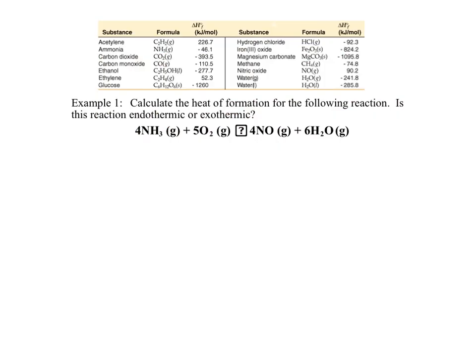So let's look at our first one. Calculate the heat of formation for the following reaction. We have to determine whether it's endothermic or exothermic. We're missing our little arrow here.